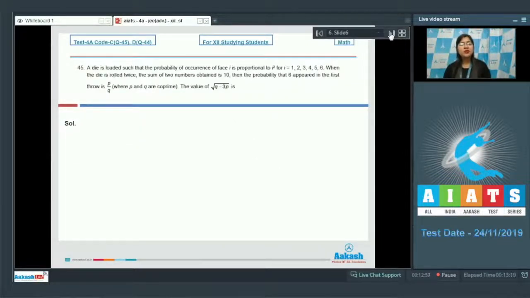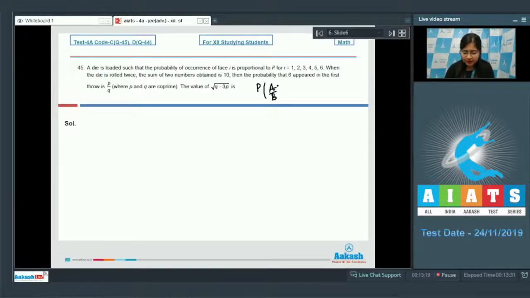Next is question number 45, which says that a die is loaded such that the probability of occurrence of face i is proportional to i square for i equal to 1, 2, 3, 4, 5, 6. When the die is rolled twice, the sum of two numbers obtained is 10, then the probability that 6 appeared in the first roll is p by q. Again, a question of Bayes theorem.